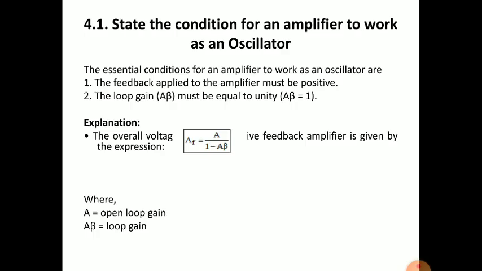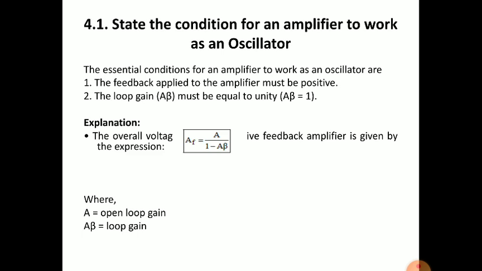First one is the condition for an amplifier to work as an oscillator. It should be a feedback amplifier, with feedback gain AF equal to A by 1 minus A beta. So this is the condition to be satisfied to produce oscillation, because an oscillator does not have any input signal, but we should get the output signal. The gain is equal to output by input, so output is there but input is 0, which would produce infinite gain, which is practically not possible.